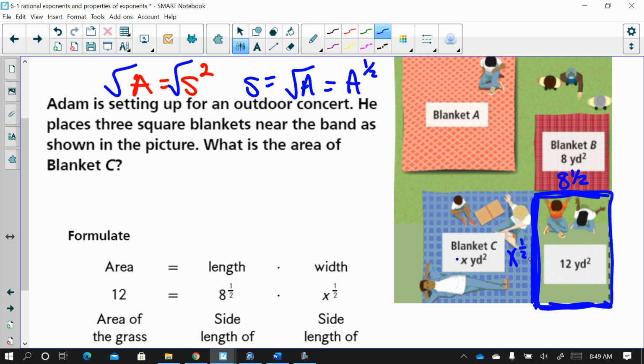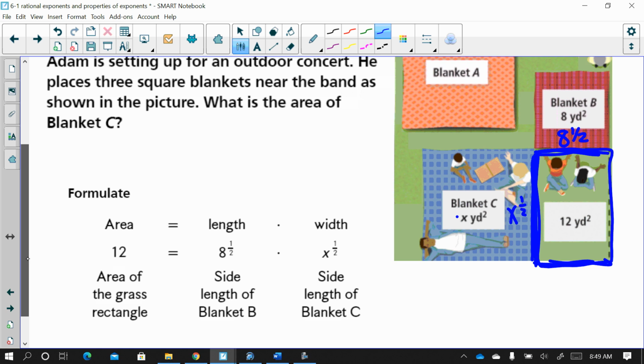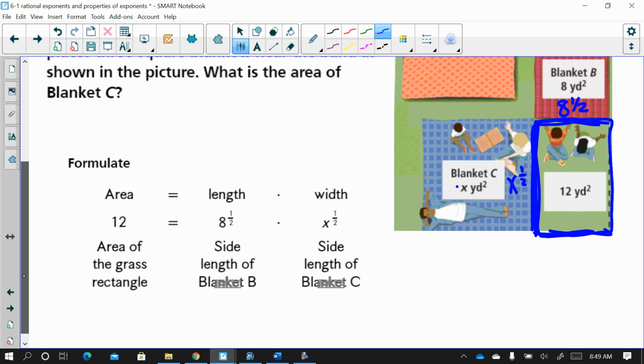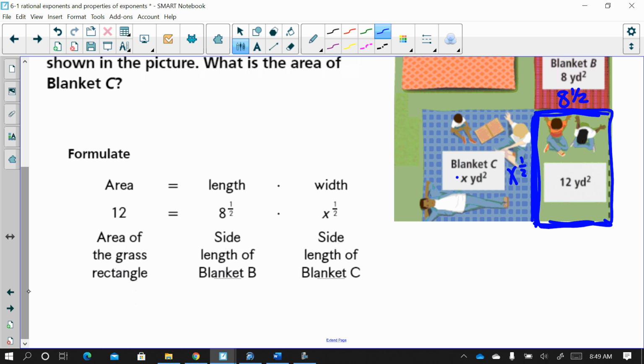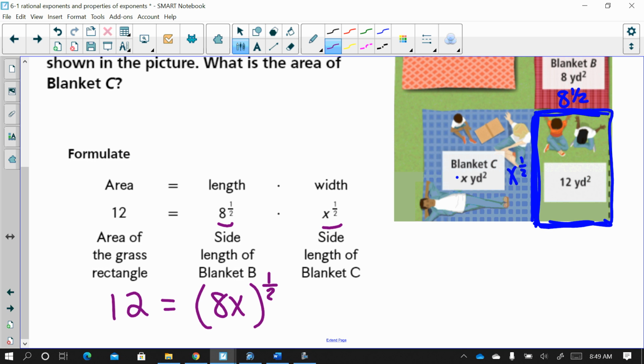Therefore, area equals length times width. 12 would equal 8 to the 1/2 times x to the 1/2. That's where that comes from. So let's go ahead and simplify this. This is kind of a new rule. Anything to the 1/2 times something else to the 1/2, I could just undistribute that exponent. So this is really just 8x in parentheses to the 1/2 power.